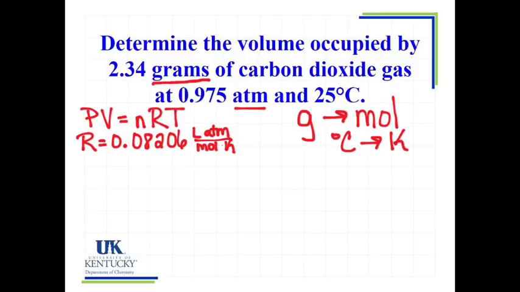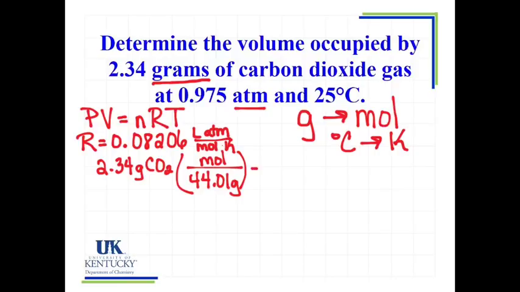So first, let's look at converting the grams to moles. We see we have 2.34 grams of CO2. We're going to use the molar mass of CO2, which is 44.01 grams per mole. And we will find that we have 0.0532 moles of our CO2.